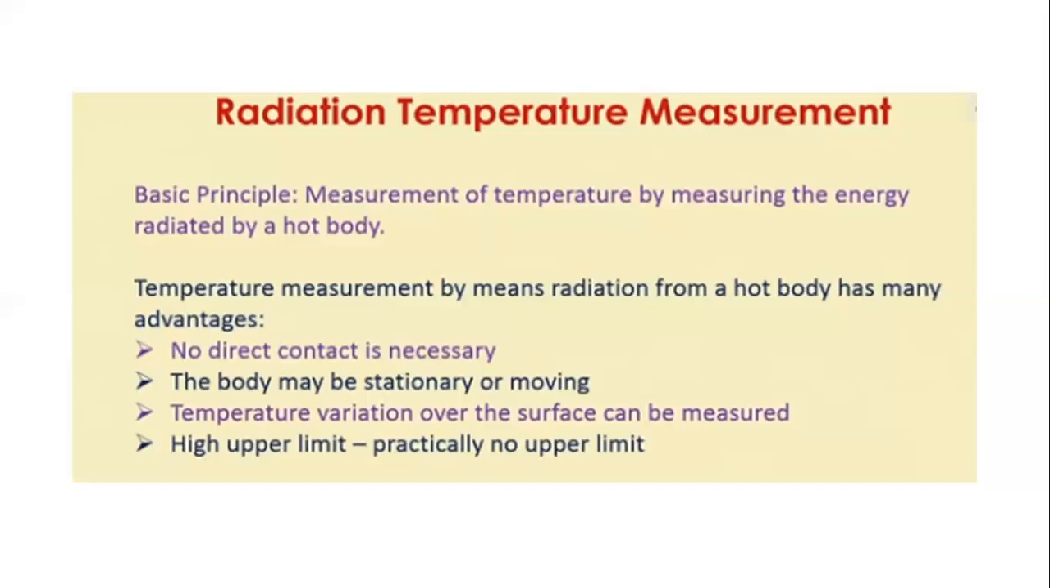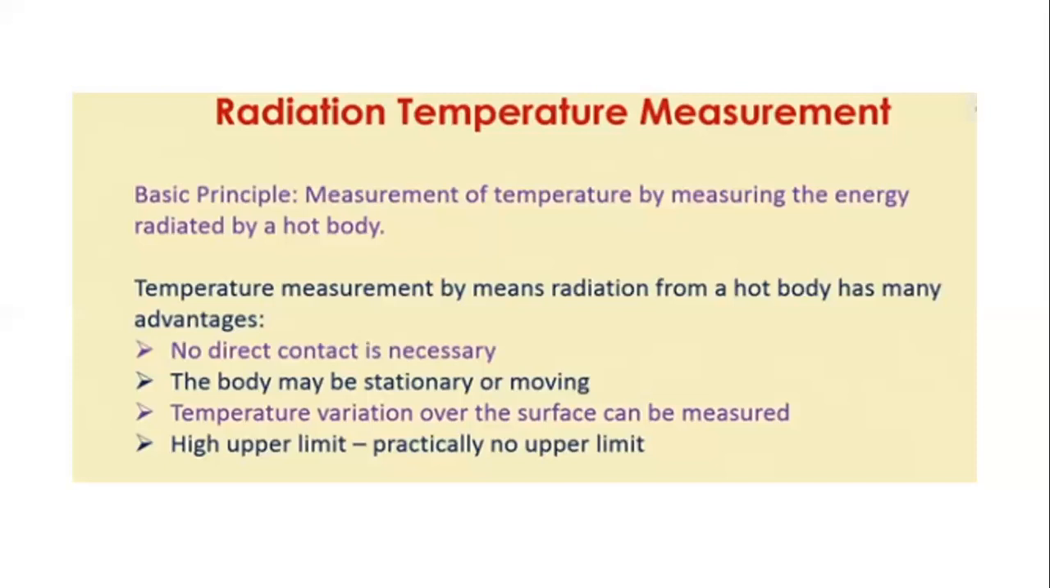The third thing is if we want to measure the temperature over a surface, a particular surface area. So a non-contacting device can readily scan that surface and measure its temperature. So in these three cases we use radiation temperature measurement: for measuring higher temperature, for measuring the temperature of a moving object, or to measure the temperature over a particular surface area.